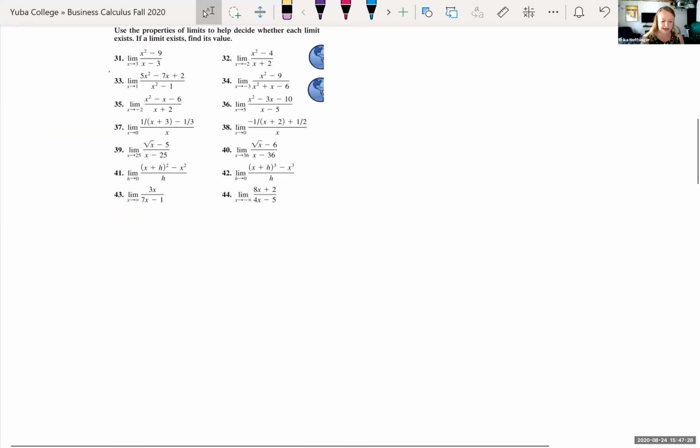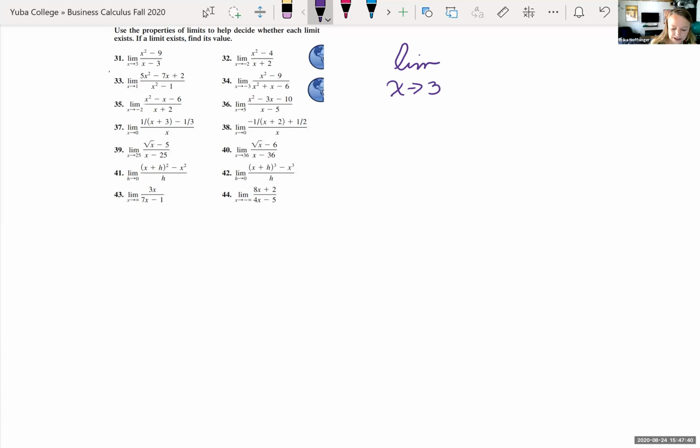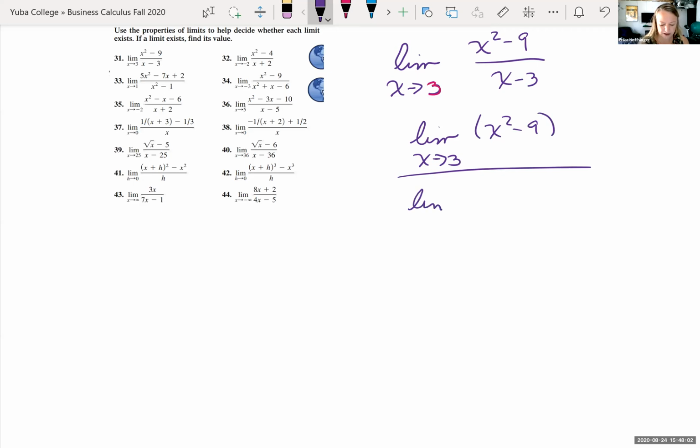So let's look at maybe the following, number 31. Here I'm looking at the limit as x is approaching 3 of x squared minus 9 all over x minus 3. Okay, so with the limit rules, I'm going to write these limit rules again real quick. I can take the limit of my numerator all over the limit of my denominator.